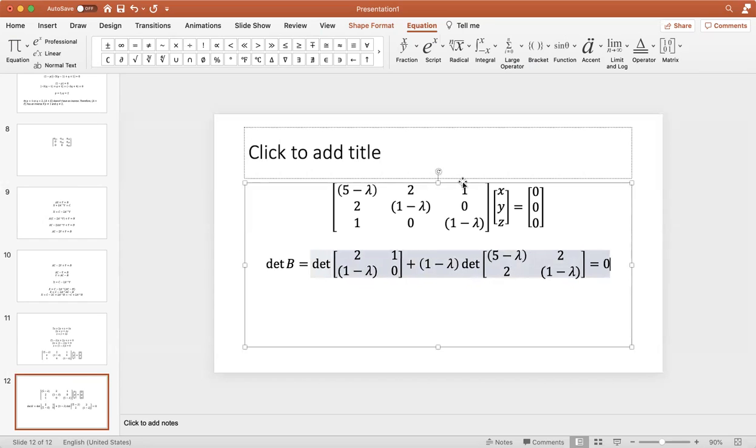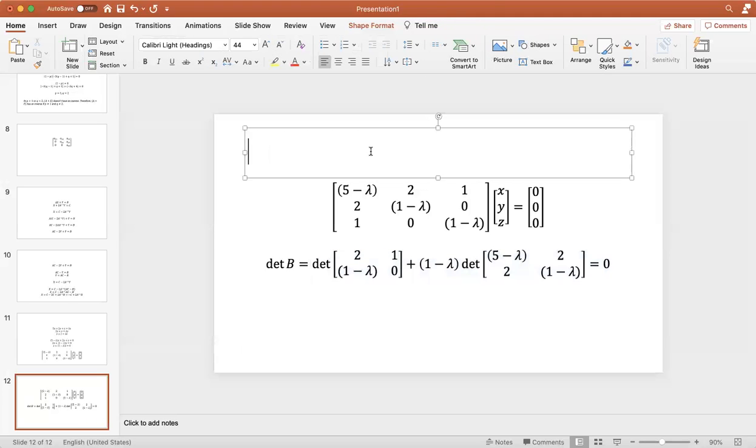And set it equal to 0. Kasi nga yun yung gusto natin mangyari. What are the values of lambda such that this system of equations has non-trivial solutions?